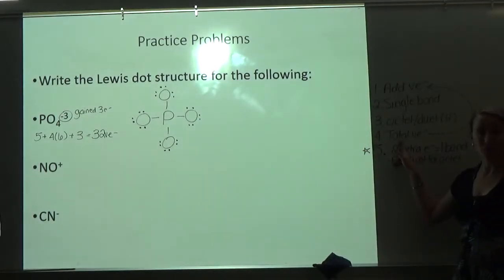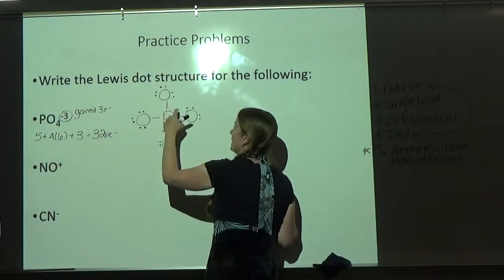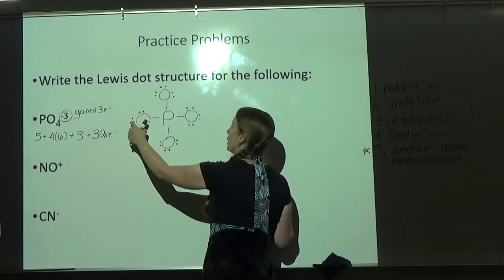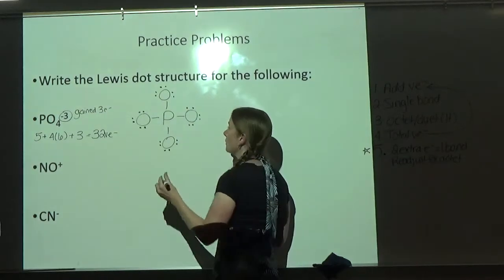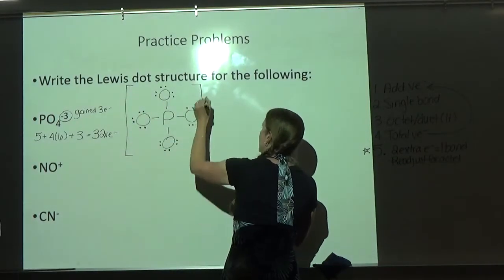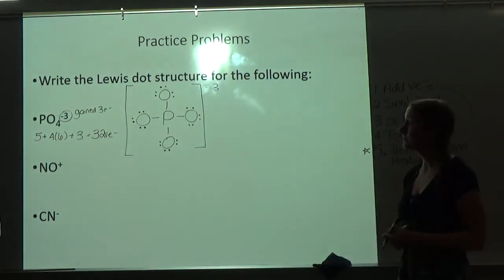Let's see if it's going to keep going well. So we got to check our total. So I have 2, 4, 6, 8, 10, 12, 14, 16, 18, 20, 22, 24, 26, 28, 30, 32. I'm allowed to have 32, so I don't need any multiple bonds. So the last step is bracket it and put the charge. So hopefully you got that one right. Okay, so let's move on to the next one.